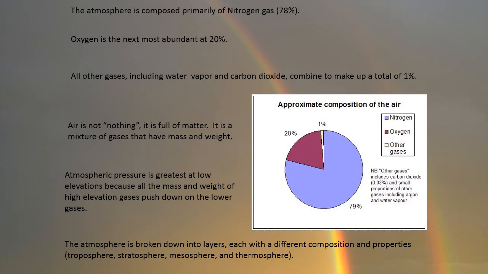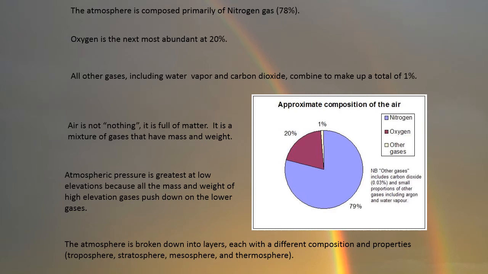If you hold your hand out the window of a moving car, it is pushed back because it's being pushed by the air the car is moving through. Since the atmosphere has mass, it is also pulled down by gravity, has weight, and presses down on anything beneath it. This is why atmospheric pressure is greatest closest to the surface of the Earth, because there is more air above and thus more mass with weight pressing down.